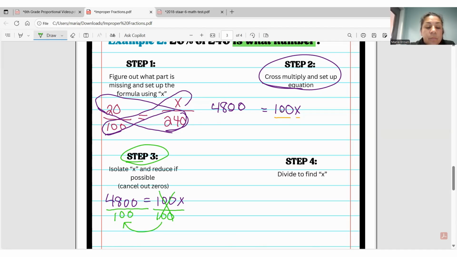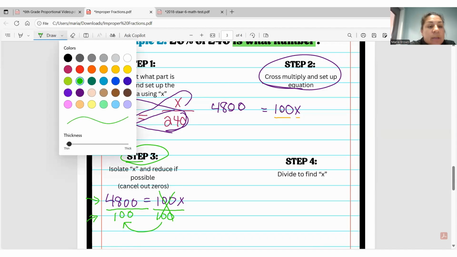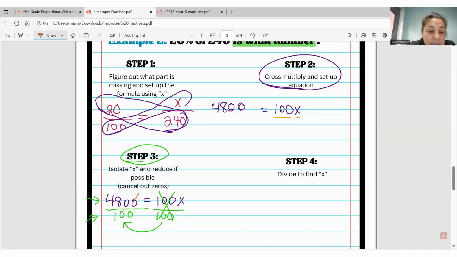Now, we can reduce this because a common factor between these two numbers is 100. Okay, they have a common factor of 100. Okay, so I can reduce that before I divide. So what I'm going to do is I'm going to take these 2 zeros and I'm just going to cancel them out. Now, this one turned out perfect because now we have 48 divided by 1.